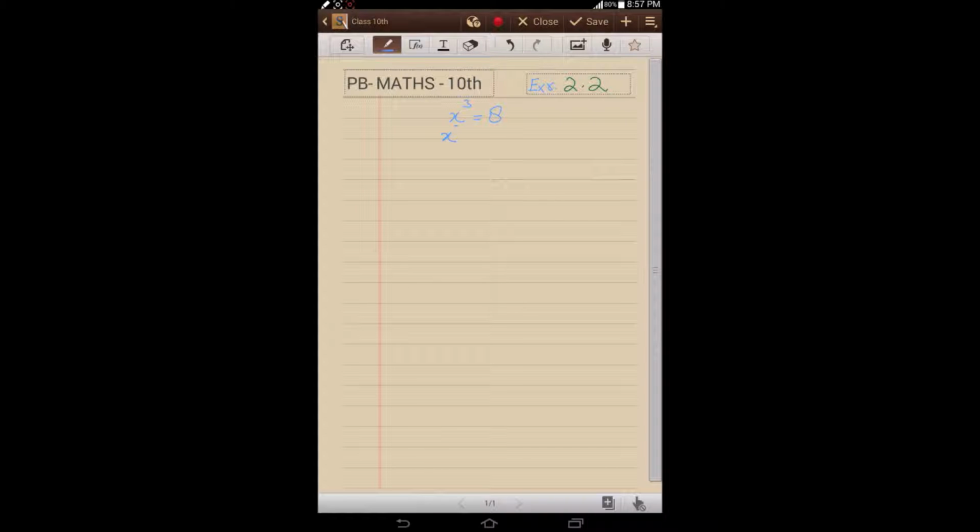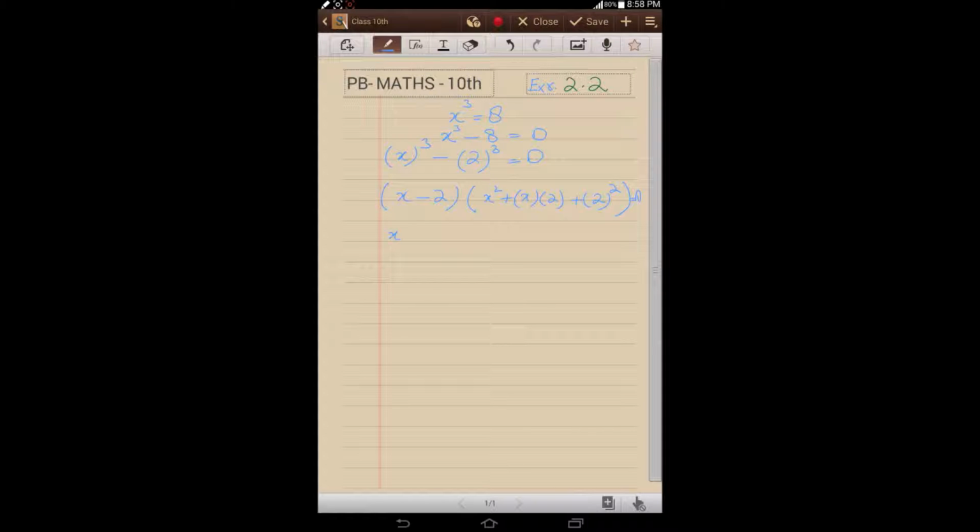So we can write it like this: x cube minus 8 is equal to 0. Then it's 8, so we can write 2 raised to power 3, means 2 cube, is equal to 0. Further we can write it x minus 2 and x square plus x into 2 plus 2 square is equal to 0.